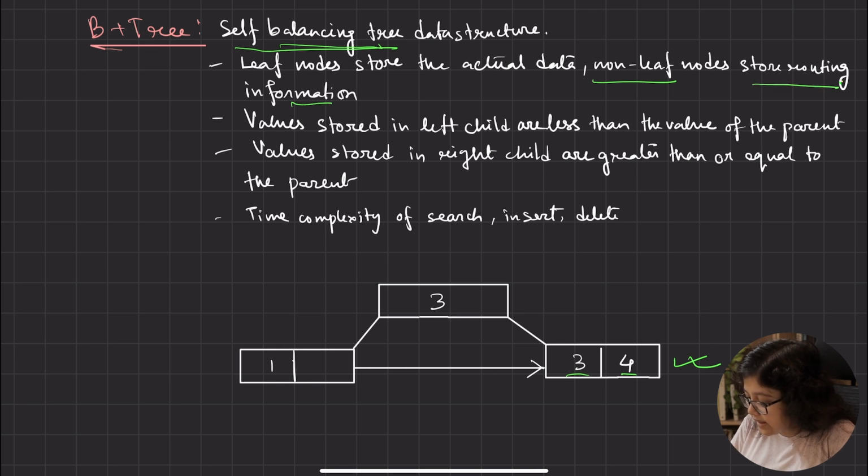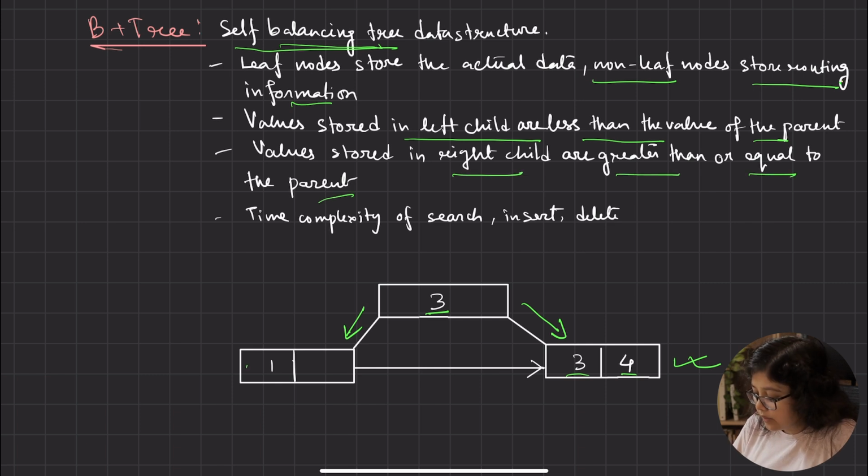So here we can see that the non-leaf node, that is the root, is storing 3. That means that if we are searching for data which is less than the value of 3, then we have to go to the left subtree. And if we are searching for data which is greater than or equal to the value of 3, then we can go to the right subtree. Values stored in the left child are less than the values stored in the parent, and values stored in the right child are greater than or equal to the parent. We can see that 1 is less than 3 and 3 and 4 are greater than or equal to 3.